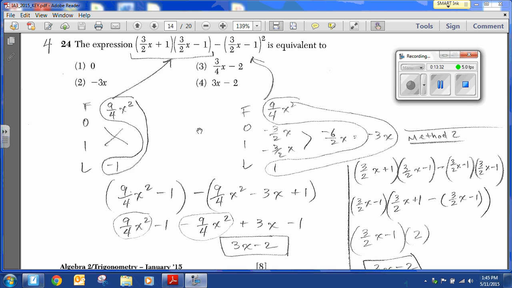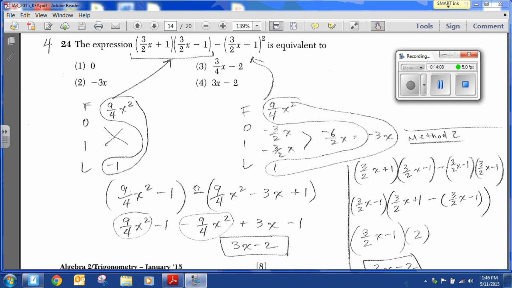Number 24, the expression 3/2 x plus 1 times 3/2 x minus 1 minus 3/2 x minus 1 squared is equivalent to what? Well, there's a lot of FOIL going on here. We need to FOIL the first two terms, and then we FOIL the second term because it multiplies itself. After you FOIL this, you end up with 9/4 x squared minus 1. After you FOIL this, you end up with 9/4 x squared minus 3x plus 1. So I keep this intact in the original expression.